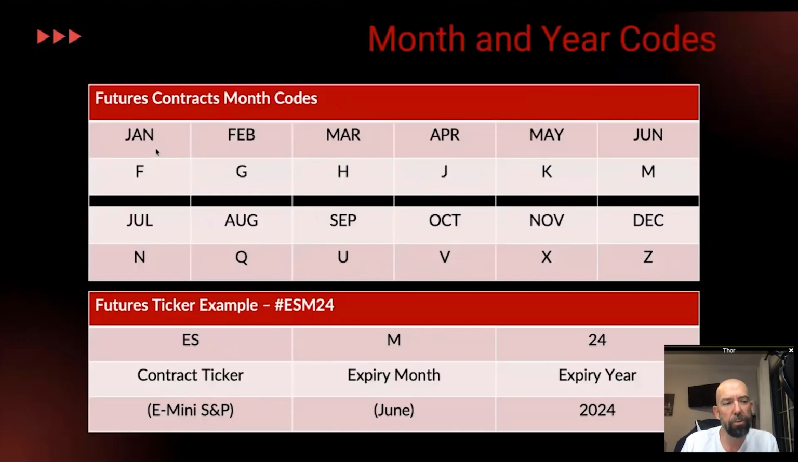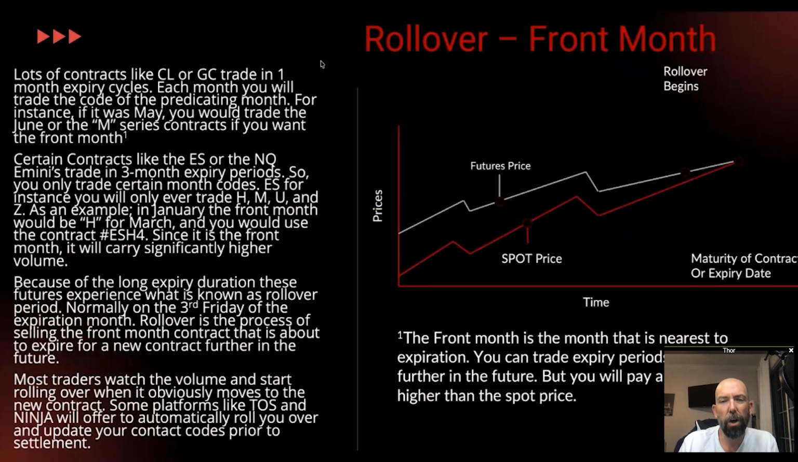Now, remember, certain months like Crude, for instance, those actually expire every single month. So you will see on certain ones like Crude, it says CLJ 2026. So every month we roll over into a new contract on Crude. So when I'm talking about rollover, some of them like metals or Crude trade in 1 month expiry cycles. Each month has its trading code.